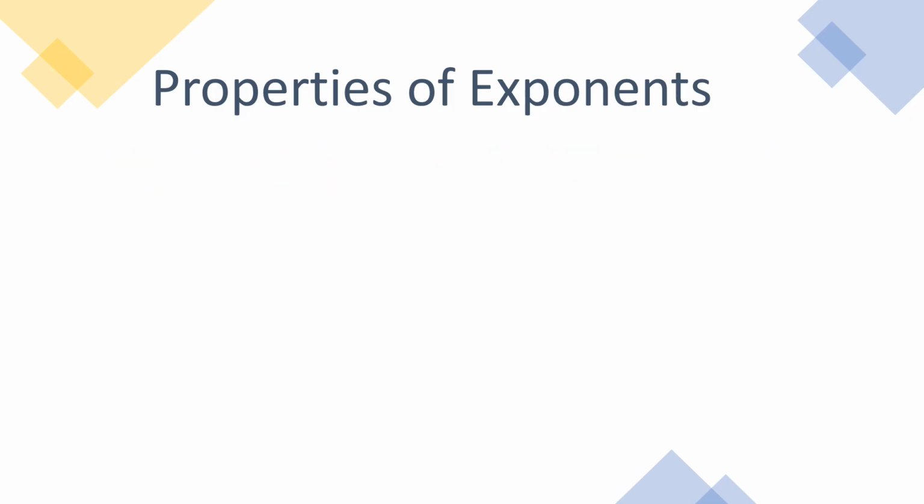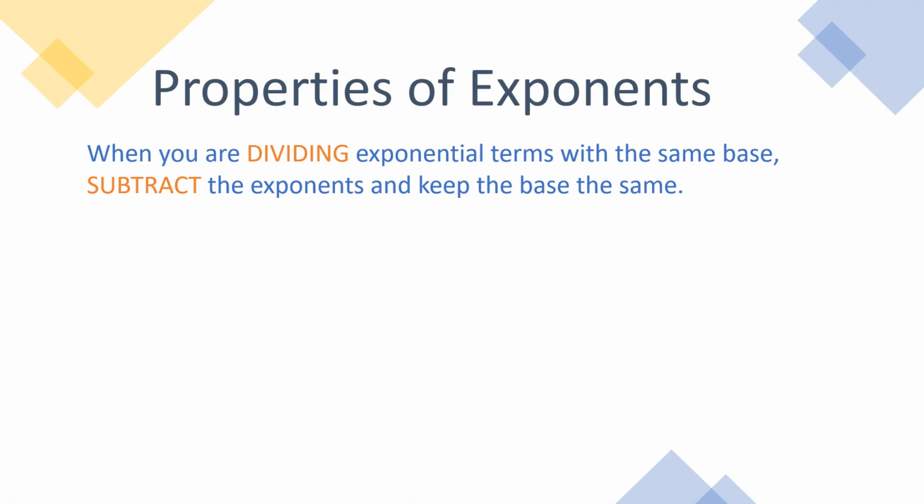Okay, another property we want to be familiar with says when you are dividing exponential terms, again with the same base, instead of adding, you're going to subtract the exponents and keep the base the same. So if I had an x to the 5th divided by an x to the 2nd, remember that's all a fraction line means is we're dividing, I'm going to keep the base the same. Both of them have a base of x, but I'm going to subtract their exponents. 5 minus 2 gives me an x to the 3rd.